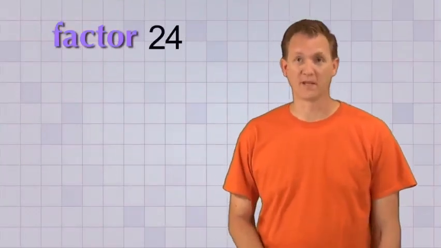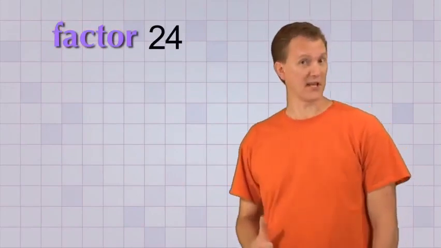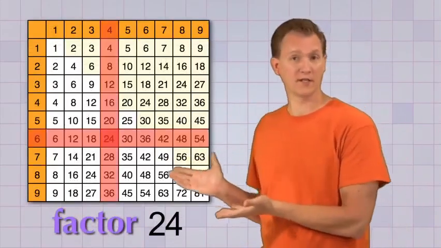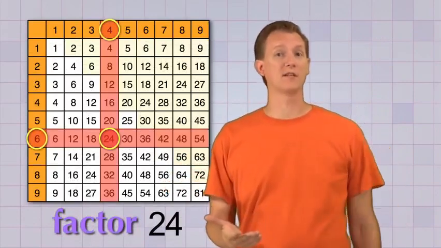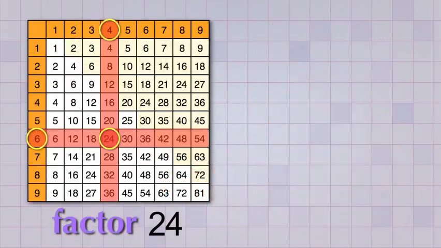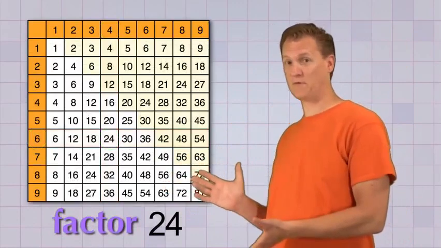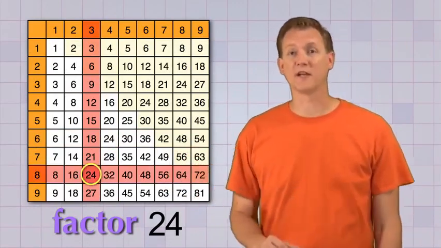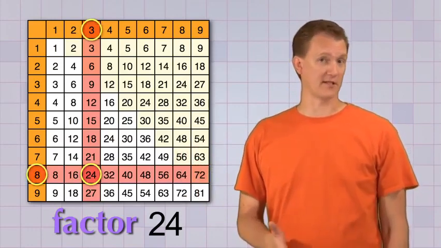So let's see another example. Let's factor the number 24. For this one, I think I'll use my multiplication table. Let's see here. All right, well, 4 times 6 is 24, so that means that 4 and 6 are factors of 24. Now hold on. I'm sure some of you have seen that 3 times 8 is also 24, and that's true. We could have decided to factor 24 into 3 times 8 instead.